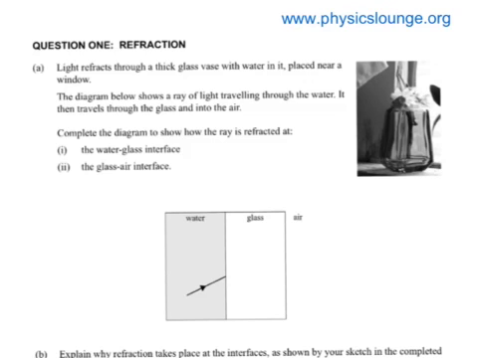So it's come from outside the vase and has gone in, and now it's travelling through the water, and then travels through the glass and into the air. Complete the diagram to show how the ray is refracted at these two boundaries, the water, glass, air one. So the refractive index of water being lower than the refractive index of glass means it's going to bend away from the normal.